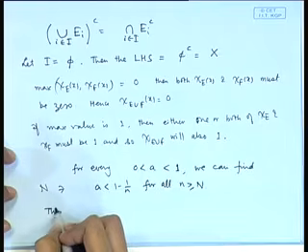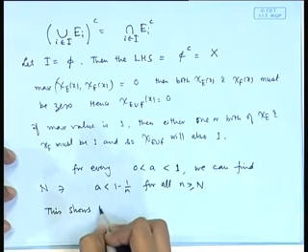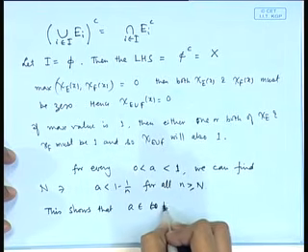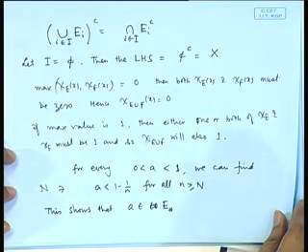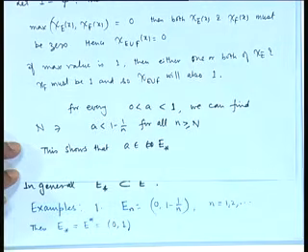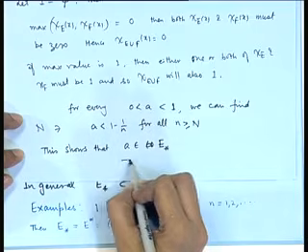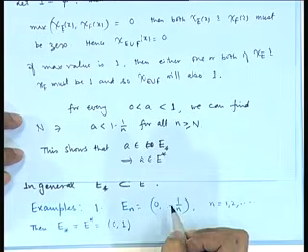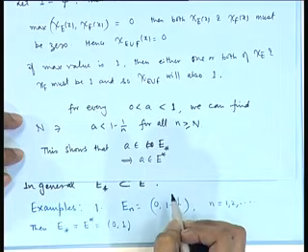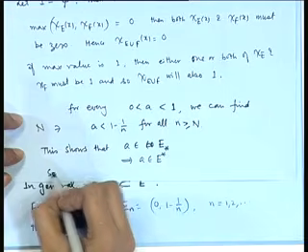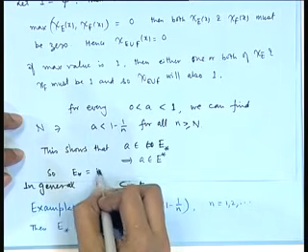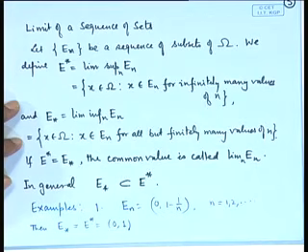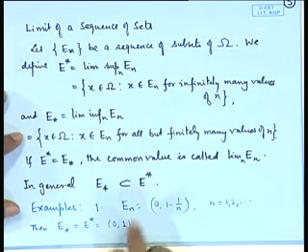This shows that a will belong to E lower star. This also shows that a will belong to E upper star. So, E lower star is equal to E upper star, which is equal to the interval 0 to 1. So, this is a case where the limit exists.